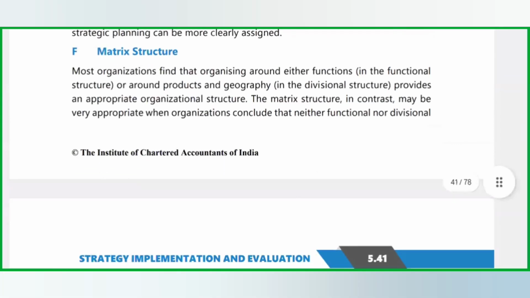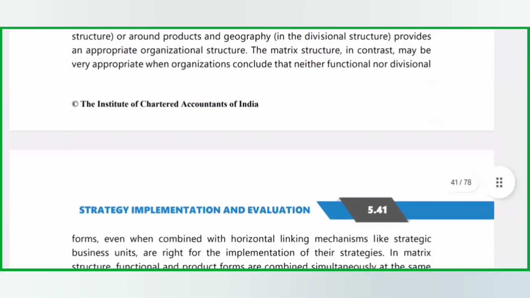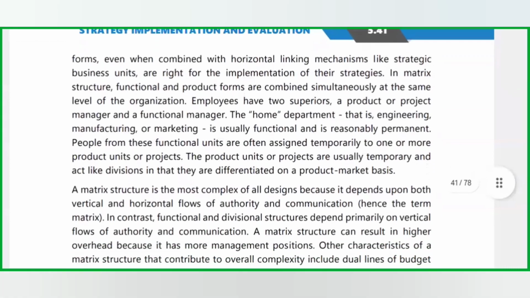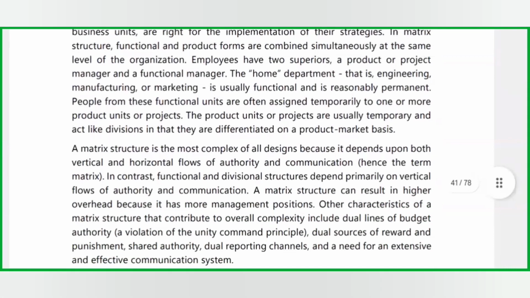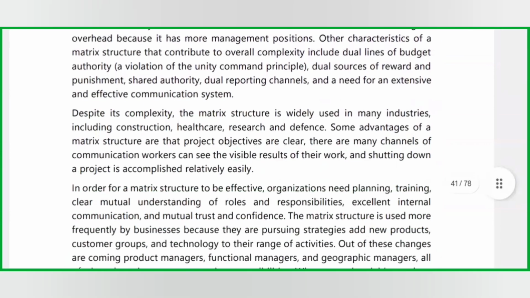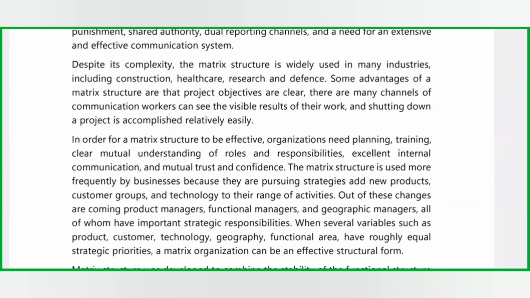Then we have the matrix structure. Most organizations function around either a functional structure or a divisional structure, but the matrix structure helps those organizations which conclude neither functional nor divisional. So it is a combination of horizontal linking mechanisms like a strategic business unit. Here employees have two superiors, a product or project manager and a functional manager. There is a home department kind of system here. The matrix structure is widely used in industries including construction, healthcare, research and defense.